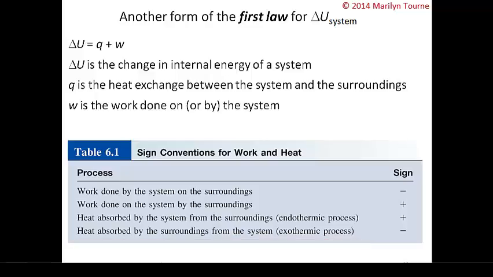Work is basically the same sort of concept. If the system is doing the work on the surroundings, then the work sign is negative. So if you're the system and you're doing the work, that means that you started with a certain amount of work, but you've done work on the surroundings. So now when you finish, you've ended up with less work. So that means that your sign must be negative. And the opposite is true. If you're not doing anything, you're just sitting there, and the surroundings are doing work on you, then your work is positive because you haven't done anything.